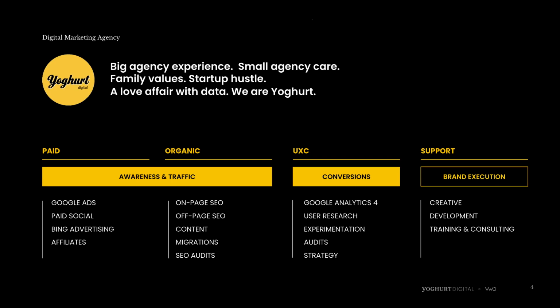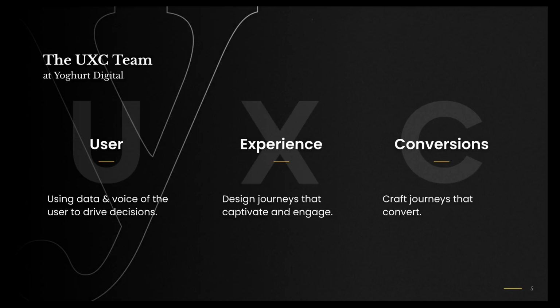So we're both from a company called Yoghurt Digital in Sydney. We're a digital marketing agency and we're boutique. And what that means is we're flexible and strategic and we adapt really quickly to what our clients need. Our focus is on driving traffic and converting it. And we do this through three core pillars: paid media, which contains paid search ads on Google and paid social, organic search optimization, and user experience conversions, which is my area.